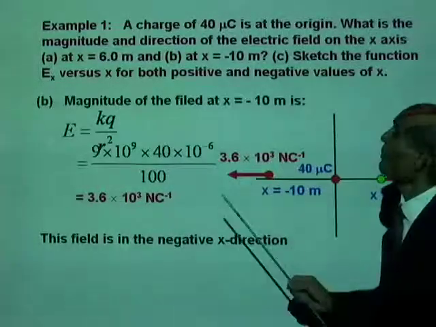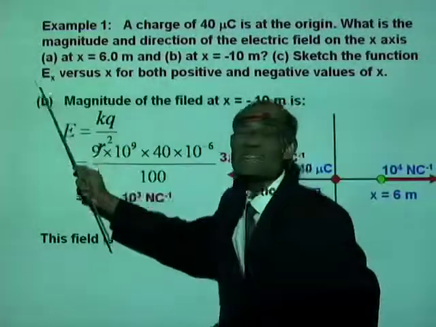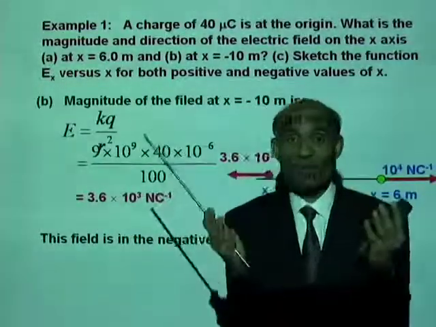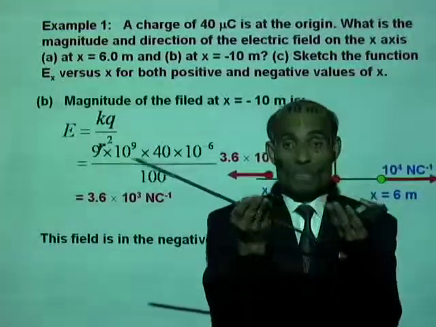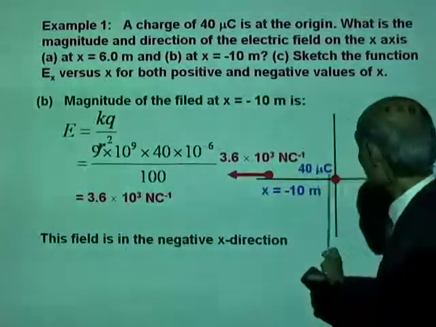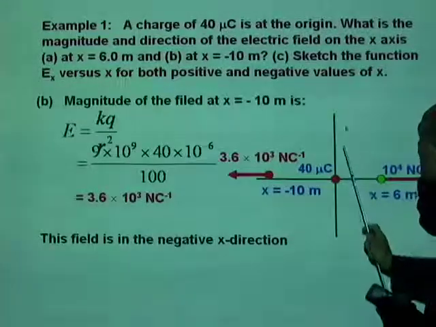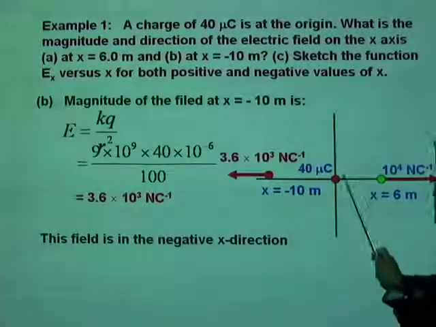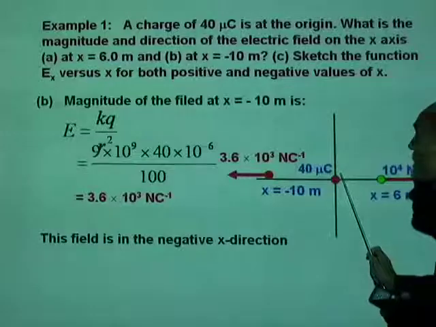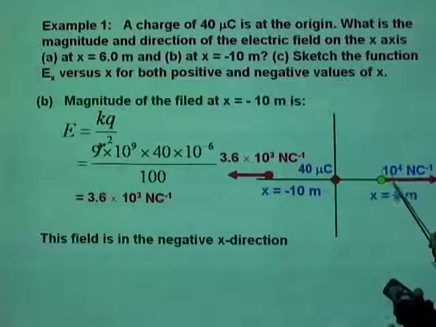Alright, now what is the next thing we need to find? Sketch the function Ex. What does Ex stand for? Electric field in the x direction. Remember, field is a vector quantity. It can be expressed as components, x component and y component. So Ex stands for the electric field in the x direction. The field will be very large as you come closer and closer to the charge. Field will be very large and positive, and as you go away the field reduces to zero.